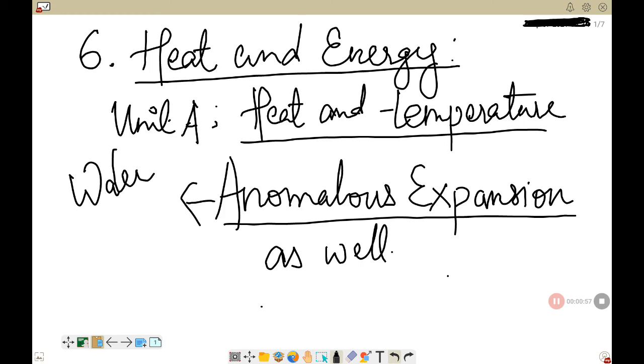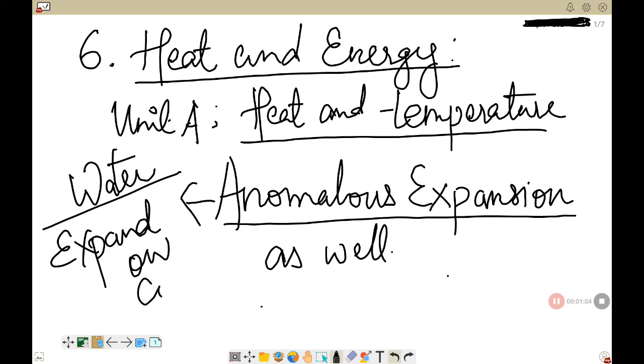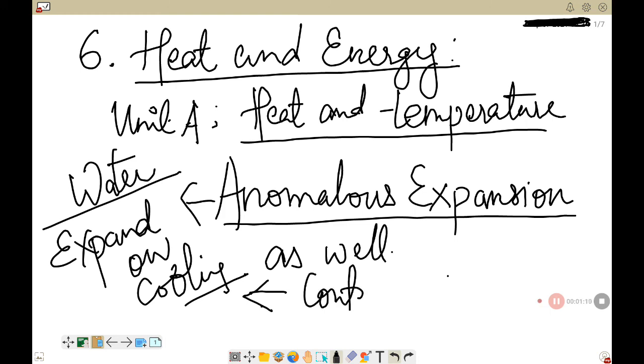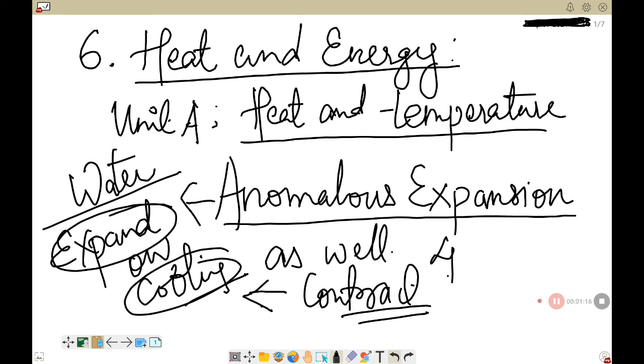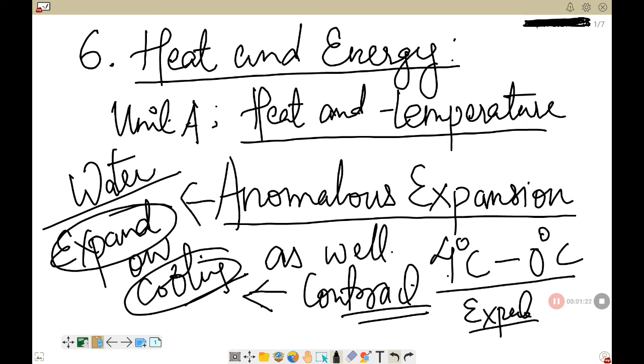That is, water starts to expand on cooling. You all know that whenever something is heated, it expands, and when something is cooled, it contracts, isn't it? But water is such a substance which on cooling starts to expand. When you cool water from 4 degrees Celsius to 0 degrees Celsius, it starts to expand. So this expansion is called anomalous expansion. This is the thing we have learned in our previous class, isn't it?